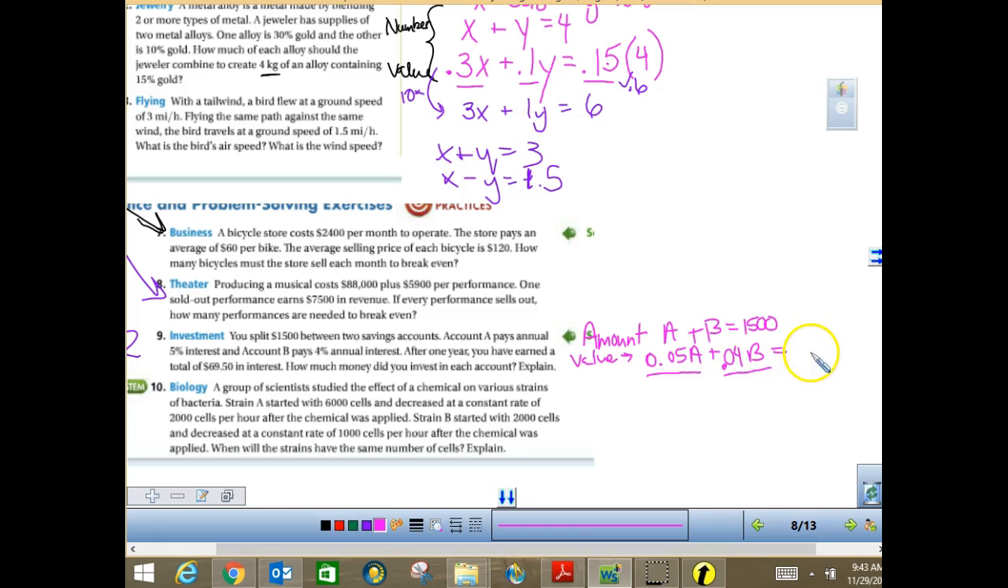And what's different about this one than the mixture problem yesterday? They told us a percent you wanted to get. Like in number 3 up here, it said, oh, you want 15% gold. So you knew you had to take 0.15 times the 4. This one, they just tell you how much interest you've earned. And the amount of interest we've earned is $69.50.